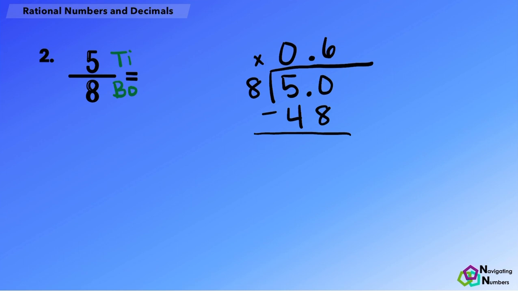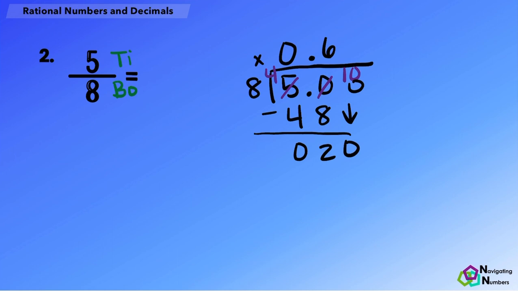We can't do that, so we have to borrow from the neighbor. The 5 becomes a 4. The 0 becomes a 10. So 10 minus 8 is 2. 4 minus 4 is 0. Because we have a remainder, we have to keep going. So bring down another 0.